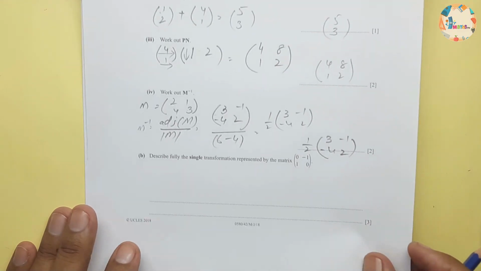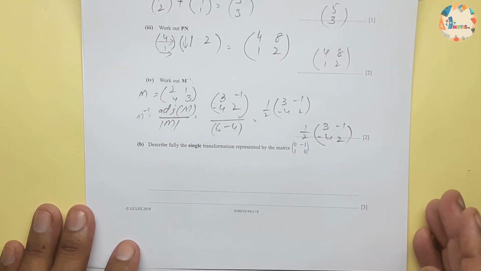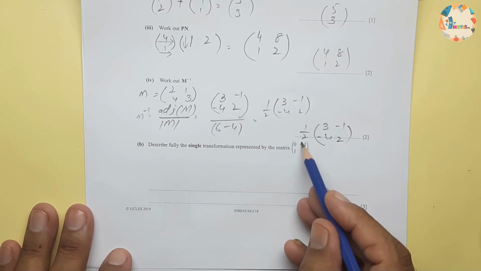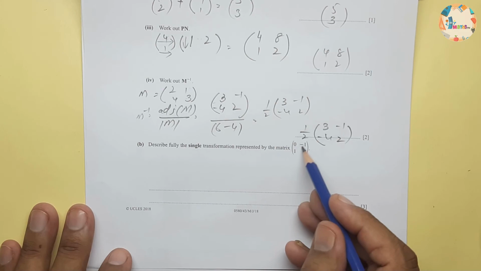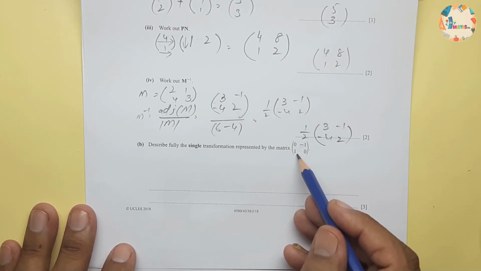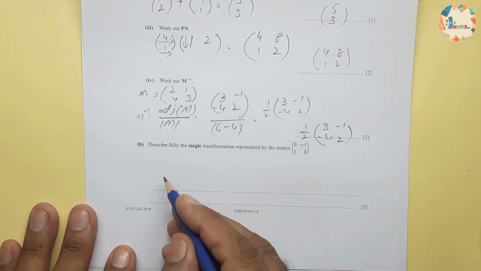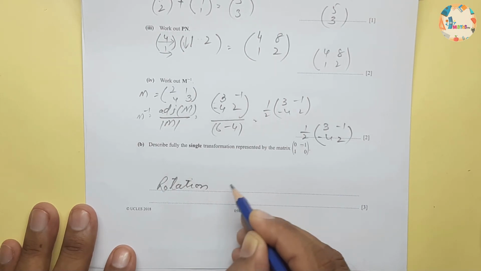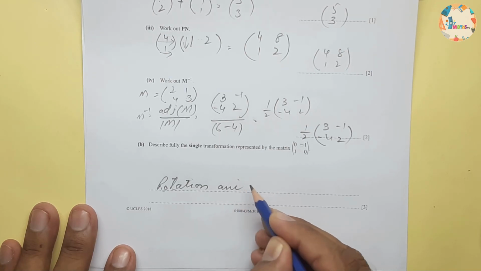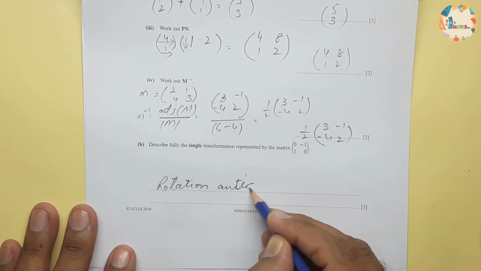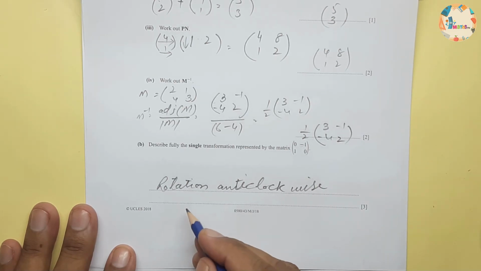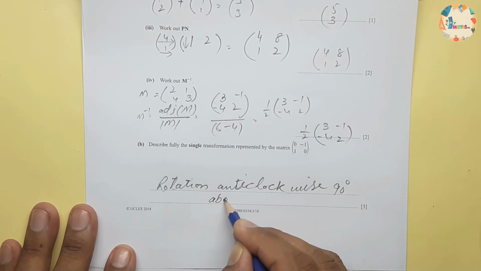Then describe fully the single transformation represented by the matrix, this one. And this is basically rotation anti-clockwise, because this is negative, and anti-clockwise 90 degree about origin, because this is 0 0. So rotation anti-clockwise 90 degree about origin.